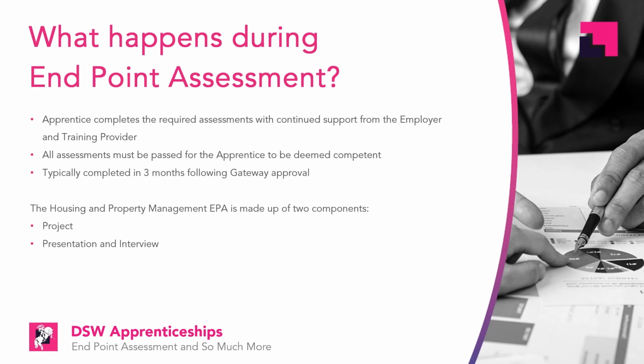The Housing and Property Management Endpoint Assessment consists of 2 assessment methods which must be completed in the following order: a project and a presentation and interview. There are 59 assessment criteria that the apprentice must meet across the 2 assessment methods. The mapping and amplification document in the toolkit lists the assessment criteria and gives some guidance as to how the apprentice may demonstrate competence against each one. We'll look at each method in a bit more detail now.